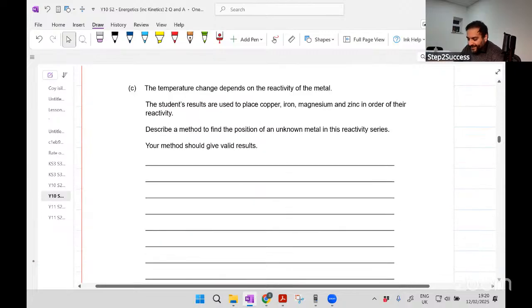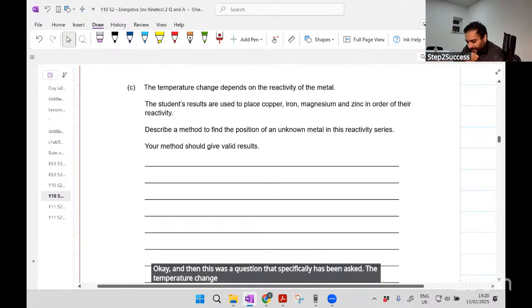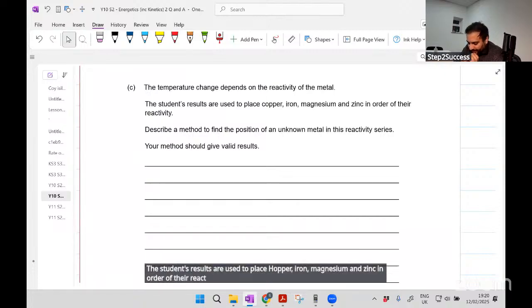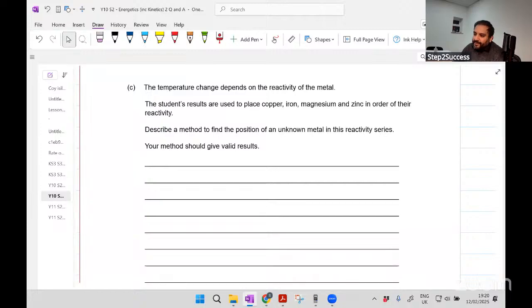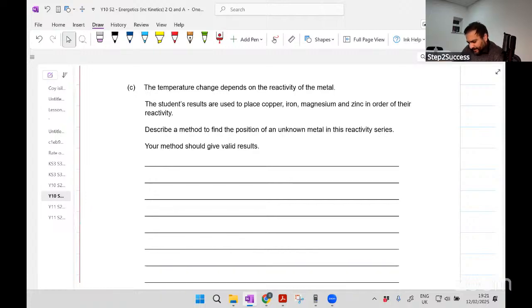Okay, and then this is the question that specifically has been asked. The temperature change depends on the reactivity of the metal. The student's results are used to place copper, iron, magnesium, and zinc in order of their reactivity. Describe a method to find the position of an unknown metal in this reactivity series. So, it depends on the method here. It's quite complicated. So what we could do is, is this the same question as we used to place?